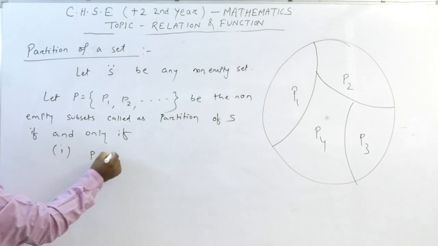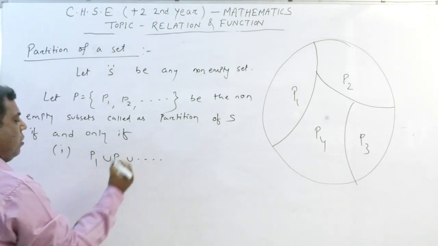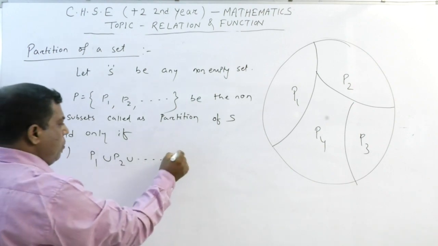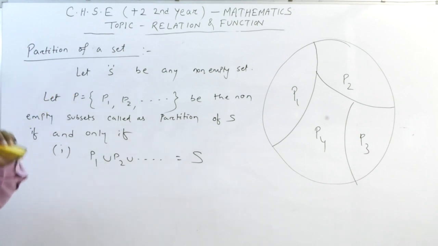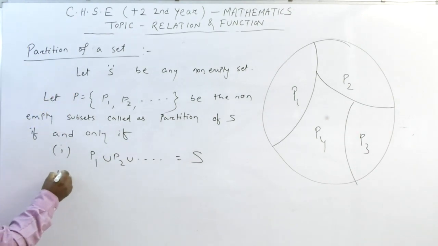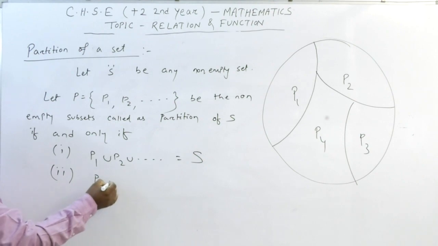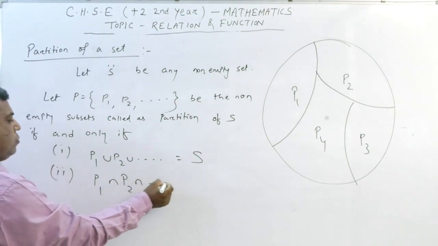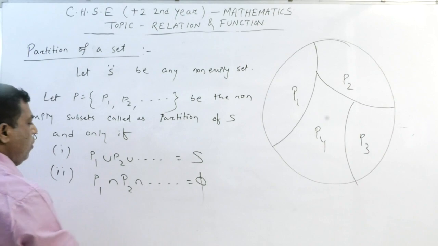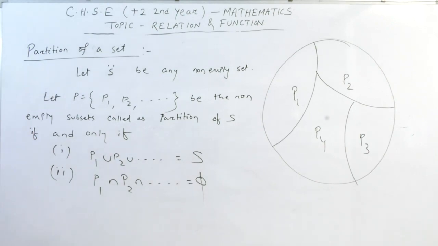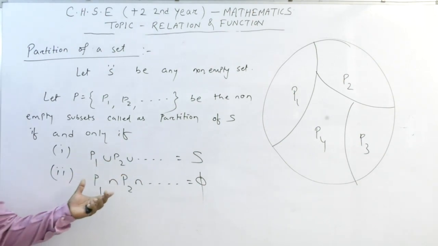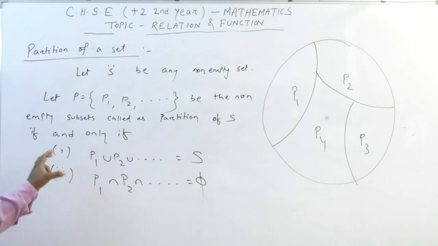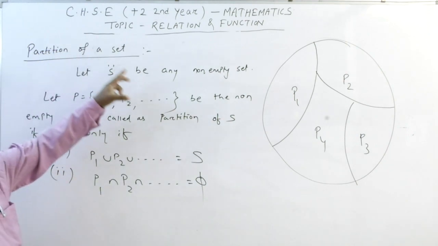P1 union P2 union and so on, however many there are, is equal to the total set S. And the next one is P1 intersection P2 intersection and so on is equal to the empty set. If you make the intersection between the elements, then the subsets do not have any intersection with each other. So with this we are reading about the partition of a set.